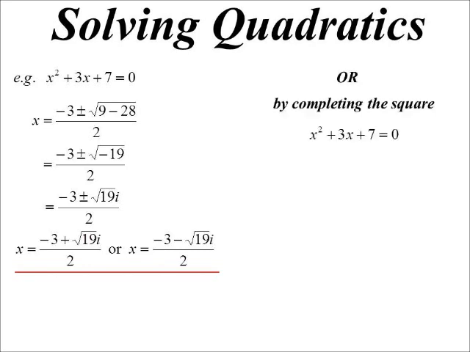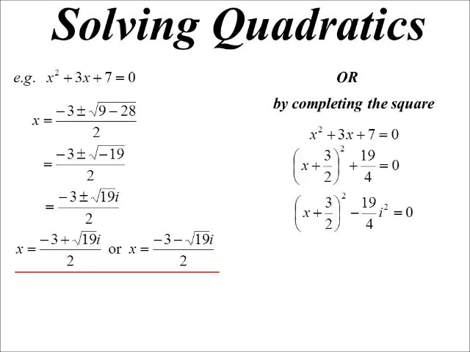Of course, another way you could do it is completing the square. You can now complete the square on any quadratic, because you can write anything now as the difference of two squares. So x squared plus 3x plus 7 would be (x plus 3 on 2) all squared plus 19 on 4, which you're looking at and thinking, hang on, that's the sum of two squares. But I can make it the difference of two squares by changing it to minus 19 on 4 i squared. And it's now the difference of two squares.